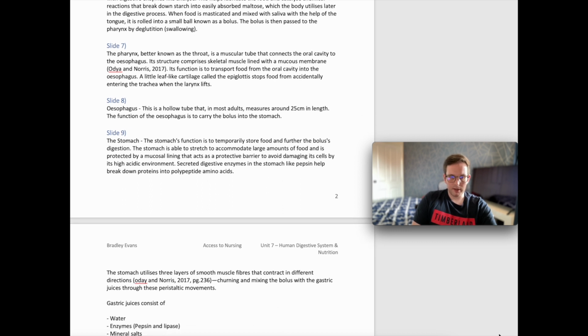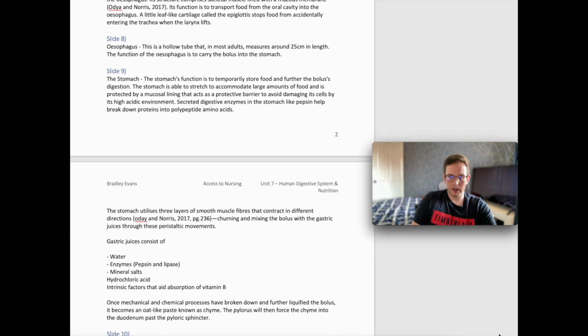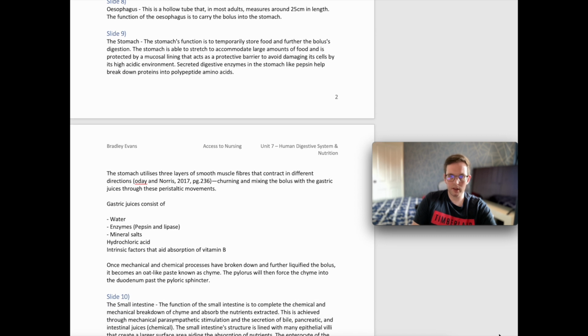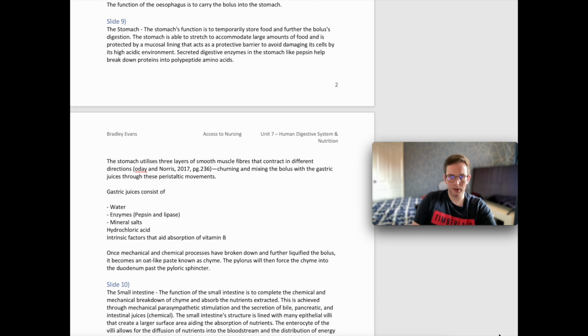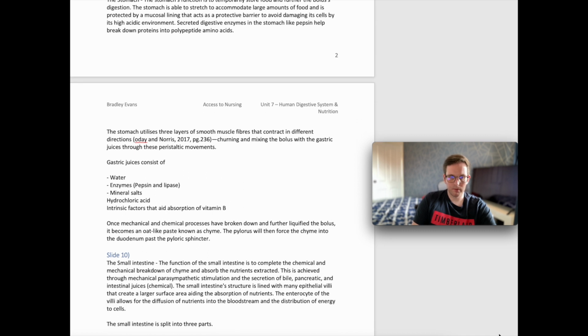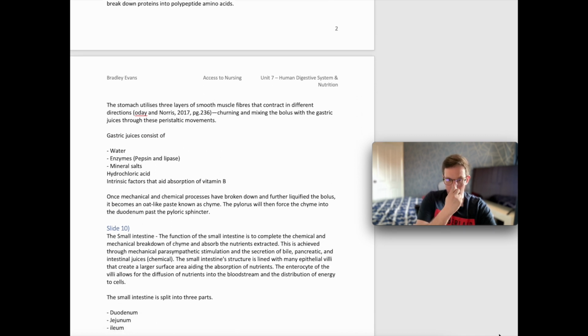The stomach utilizes the 3 layers of smooth muscular fibers that contract in different directions, churning and mixing the bolus with the gastric juices through these peristaltic movements. Gastric juices consist of water, enzymes such as pepsin and lipase, mineral salts, hydrochloric acid, and an intrinsic factor that aids absorption of vitamin B. Through these chemical processes that break down and further liquefy the bolus, it becomes an oat-like paste known as chyme. The pylorus would then force the chyme into the duodenum past the pyloric sphincter.